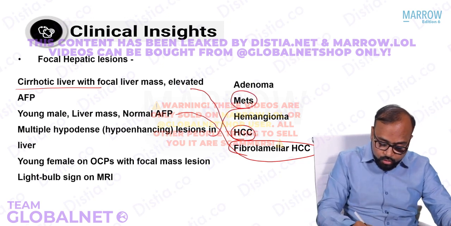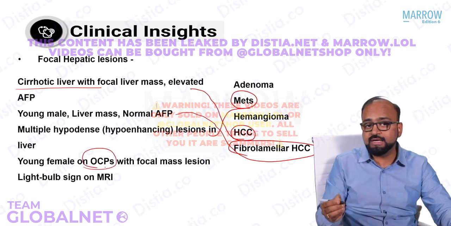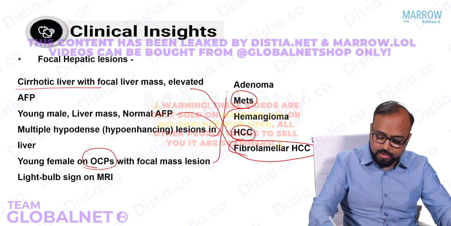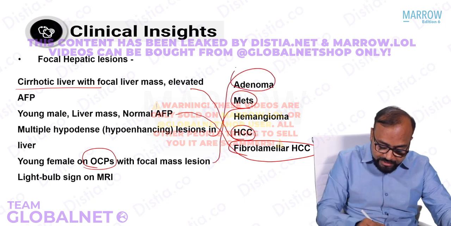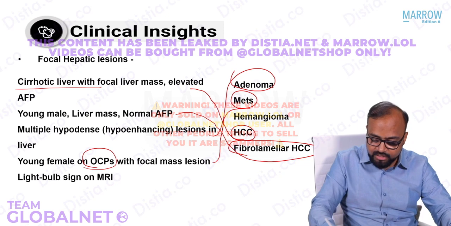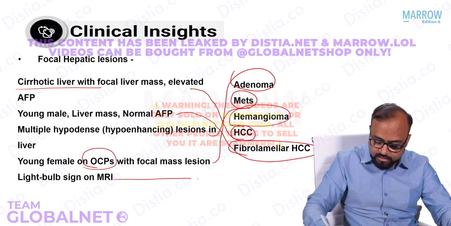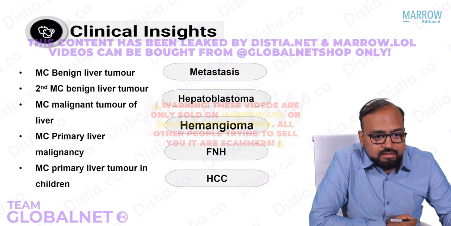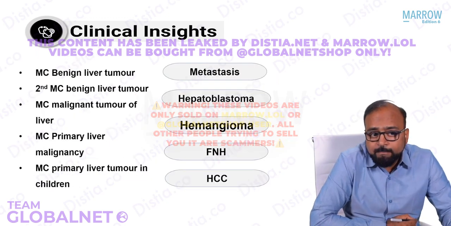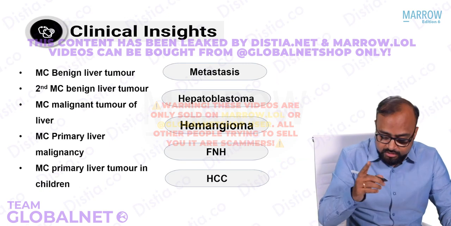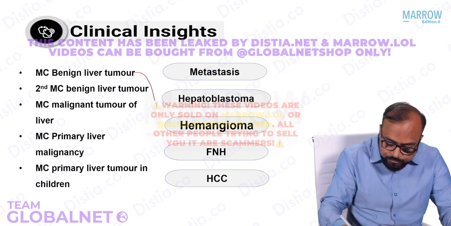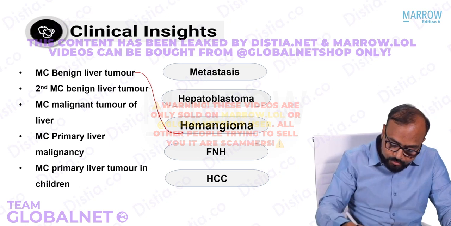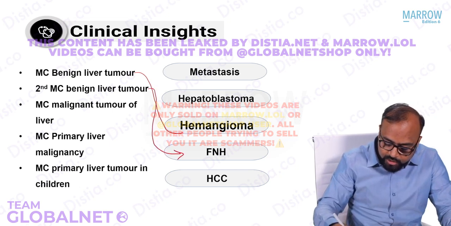Young female on oral contraceptive pills with a focal mass lesion. What is the liver tumor associated with OCPs? It is hepatic adenoma. We have discussed this. And light bulb sign on MRI is seen in hemangiomas. So light bulb sign is a feature of hemangiomas. Now, what is the most common benign liver tumor? We have discussed this. Most common benign liver tumor is a hemangioma. Second most common benign liver tumor, remember, is focal nodular hyperplasia.